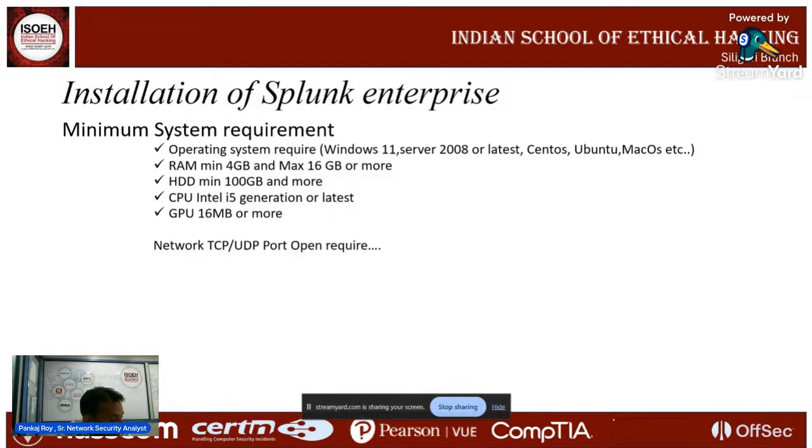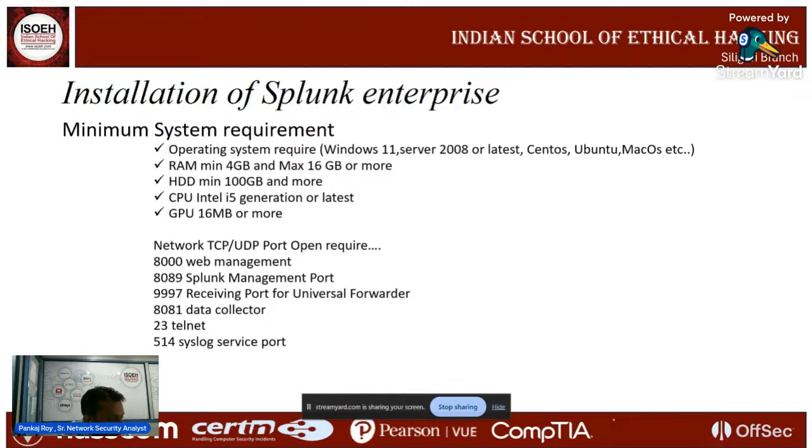the network should allow some basic ports. If the ports are not activated on your network, the enterprise will not work. The basic ports are 8000 for the web, 8089 the Splunk management port, the port for the universal forwarder, and 8081 for data collectors. 23 is Telnet and 514 is the syslog port. These ports are mandatory to be open on your network. If the ports are not open, you will not be able to access the enterprise in the browser. If port 8000 is blocked, you are unable to access web-based Splunk.